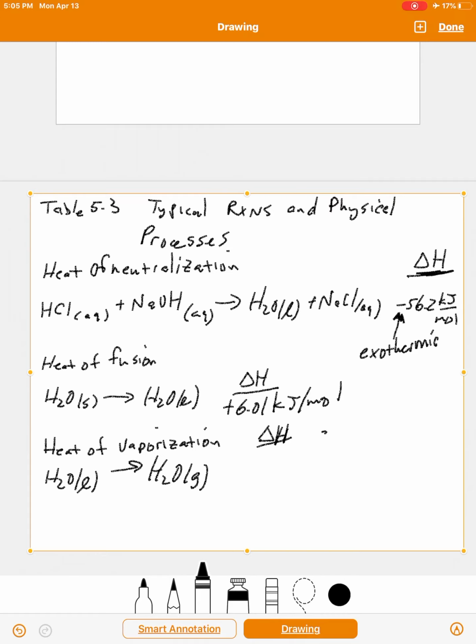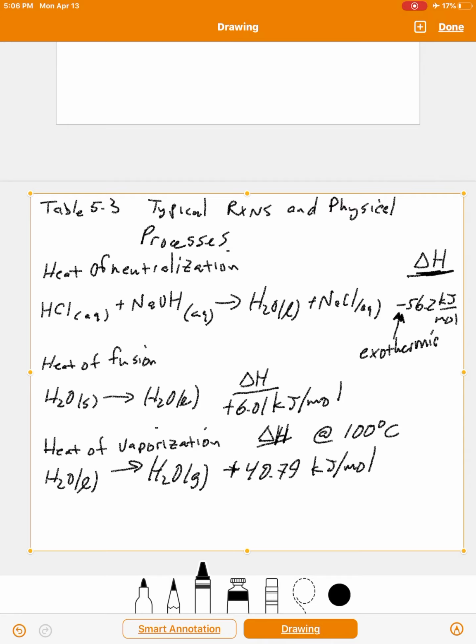let's do it at 100 degrees C, just so that it's more practical. We don't usually boil water at 25 degrees C. So at 100 degrees C, it's 40.79 kilojoules per mole. So in other words, it takes almost 41 kilojoules to boil liquid water at its boiling point at 100 degrees C. Okay, almost 41 kilojoules, and so that's the heat of vaporization.